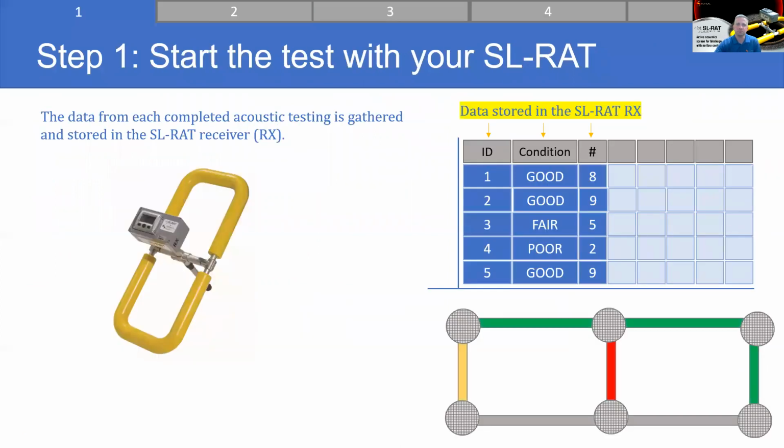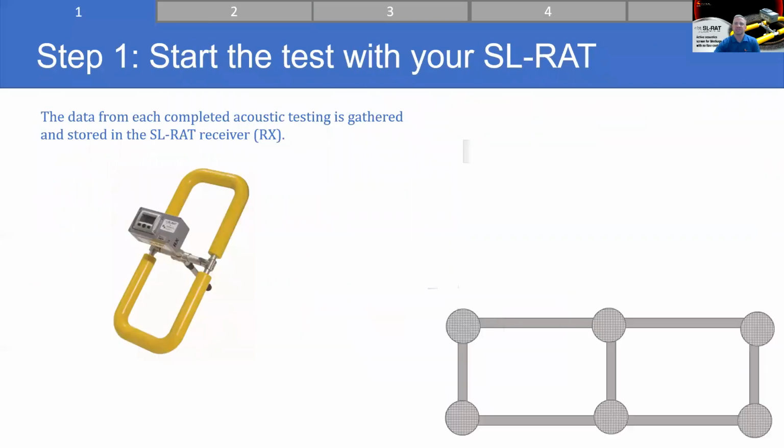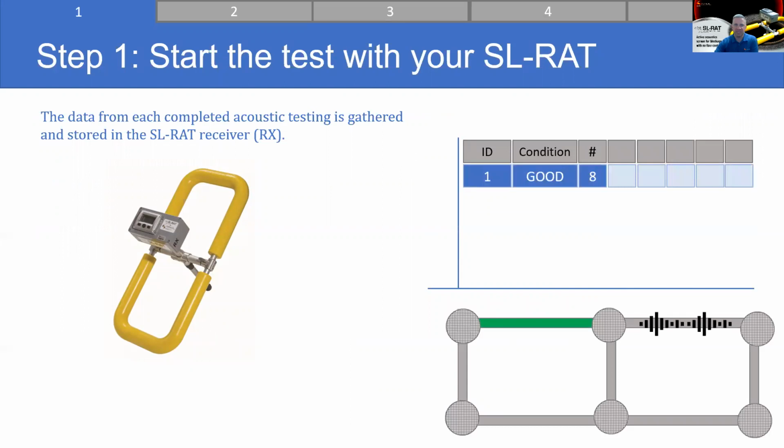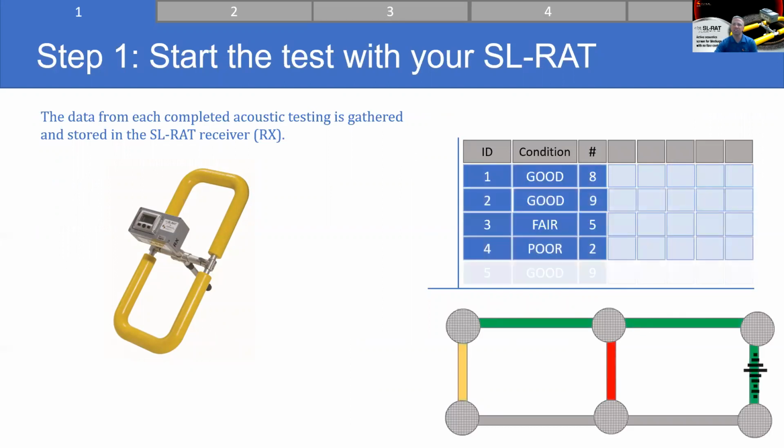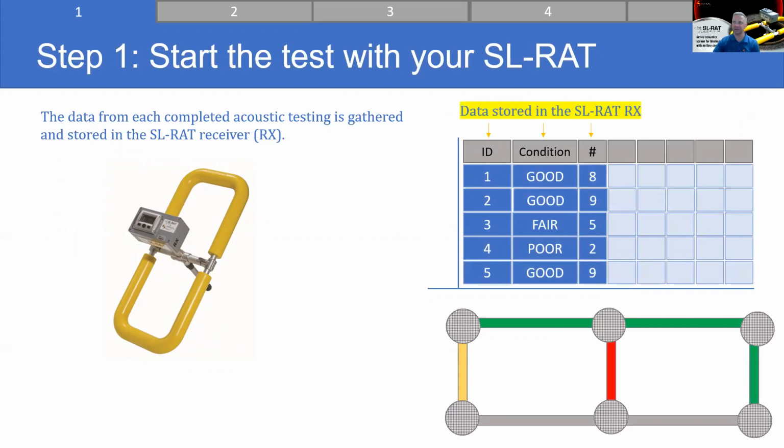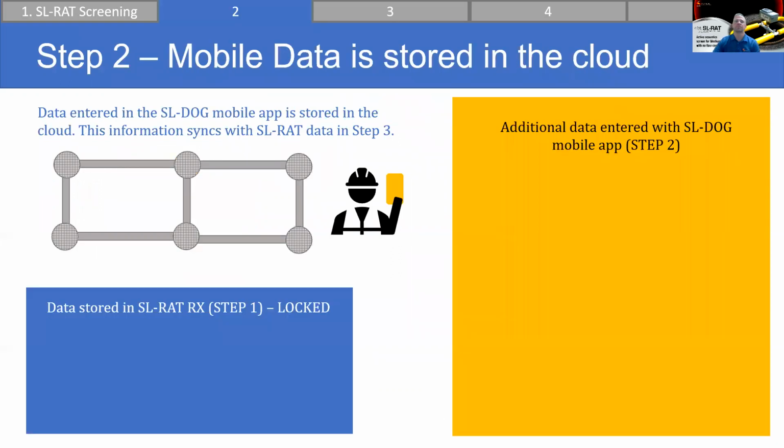Again, you start the process by taking an acoustic measurement with the SLRAT, which will store the 0 to 10 score and location information on the RX device for later download. The blue area on this slide represents measurement score data stored on your SLRAT. The yellow section represents data your field operator is entering during that test.